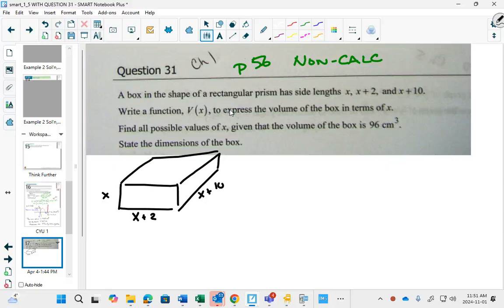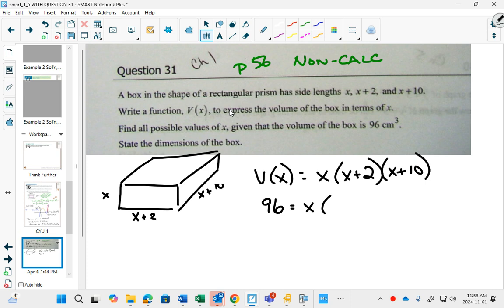Write a function, here, I'm getting excited. I'll let you write down the question. I will wait. So then, the volume is length times width times height. It has function notation, so I write it in function notation. V of x equals x times x plus 2 times x plus 10. In this 5-mark question, writing that out was worth 1 mark. Then it tells us the volume is 96, so we can plug in 96 here.